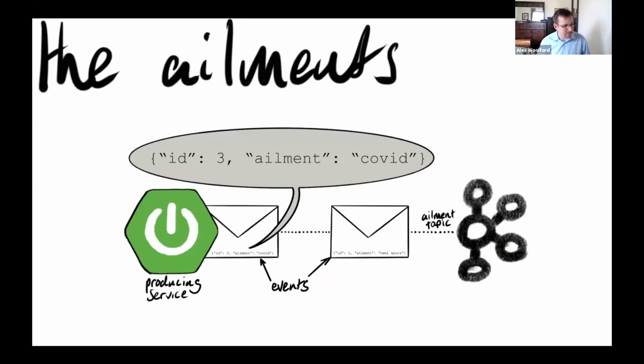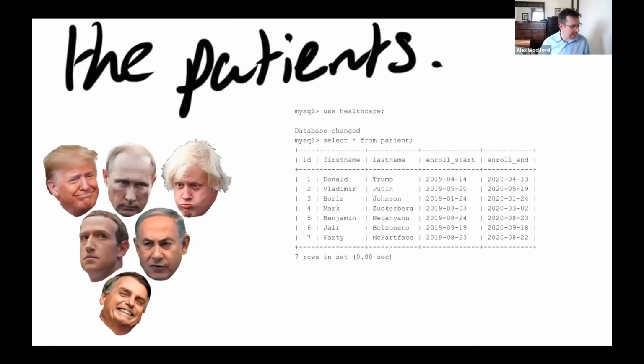The example here, and this could be true, is ailments: people walking into a medical facility with things wrong with them. Everyone's got COVID now. So we have a patient ID and something that happened to them. If you have really good eyesight, you can see that patient number 3 has COVID and patient number 1 has heel spurs. These are events, and those events need some context added to them in order to make sense of them.